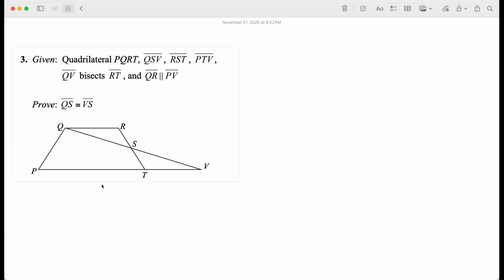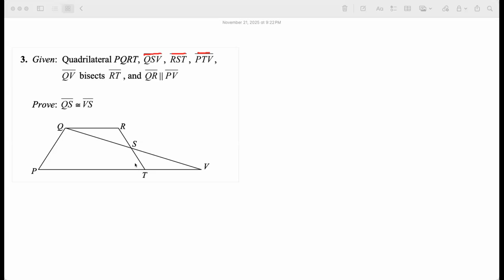Quadrilateral PQRT, and QSV. Oh, this means they're straight lines. Okay, they're line segments. Given, what are you given? You have been given the quadrilateral PQRT. Then you have been given the line segments QSV, RST, and then PTV.